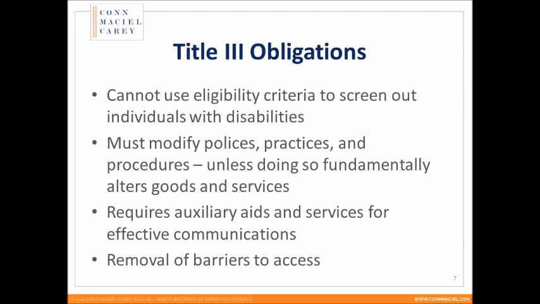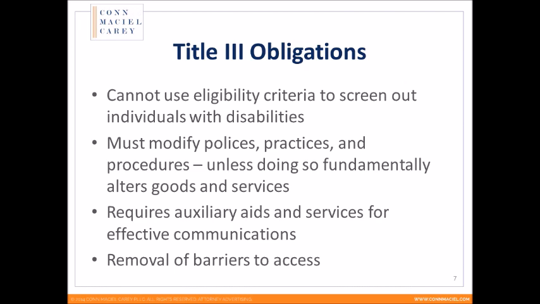And then finally, the traditional removal of barriers to access. If you only have stairs walking up into your restaurant, you need to be able to provide a ramp. You need to be able to have accessible bathrooms for individuals with mobility impairments. If you have a swimming pool, you need to have a lift into that swimming pool. So a lot of different barriers to access need to be removed depending on when your property was constructed.